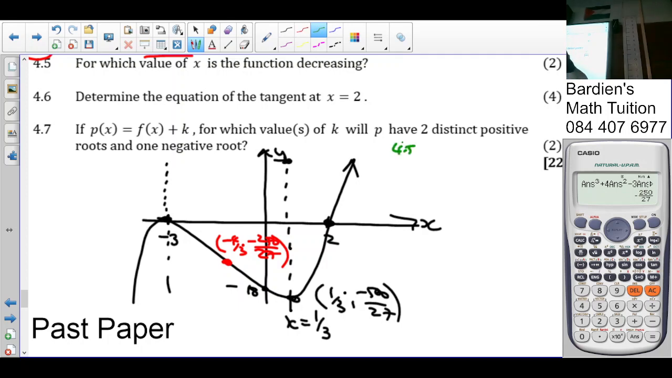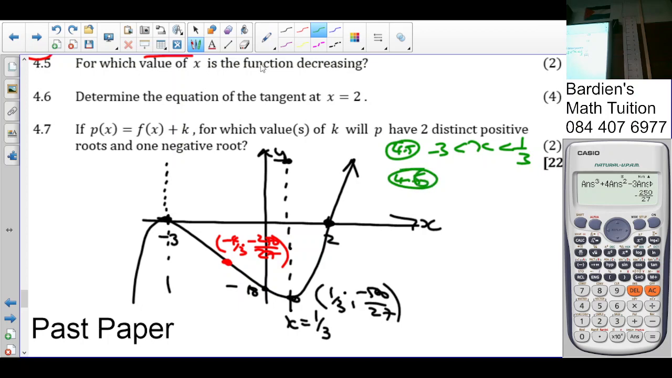Question 4.5 asks, for which values of x is the function decreasing? Is this part of the graph increasing or decreasing? Increasing. So the graph is decreasing for x greater than negative 3 but less than a third. So it's a continuous solution: x is greater than negative 3 but less than a third.